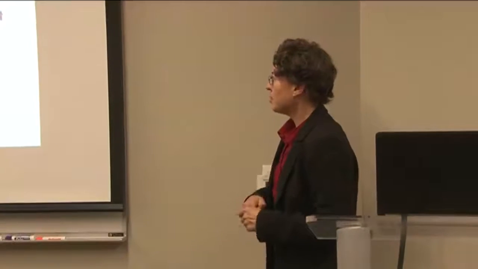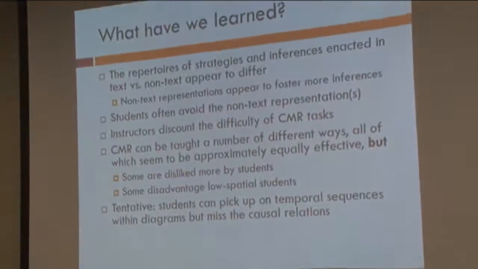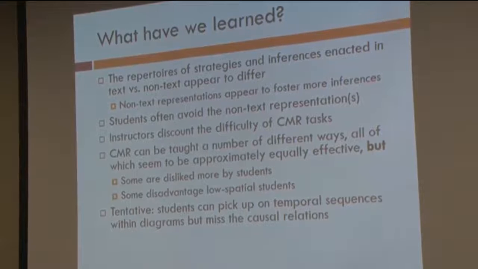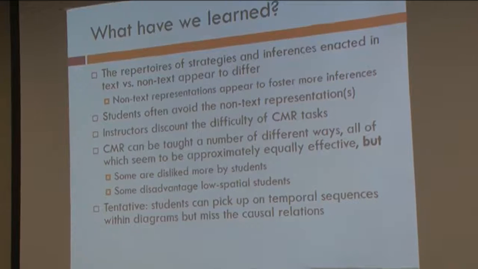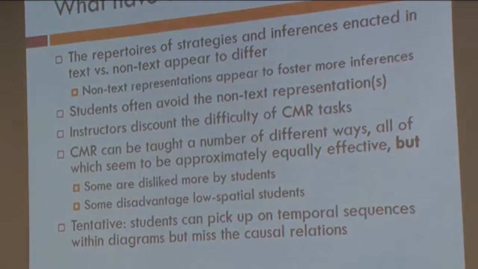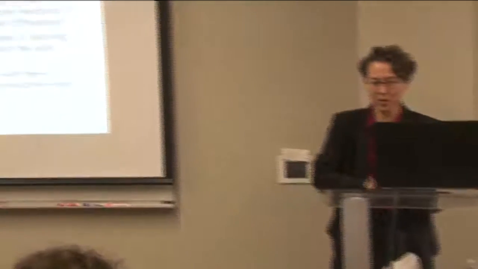But some of them are disliked by students, like self-explanation, and some of them disadvantage low spatial learners, which some of the drawing essentially seems to do. And then tentatively, this idea that in diagrams, maybe more than in other kinds of representations, students can pick up on this happens, and then this happens, and then this happens, but without including the causal verbs. So, lingering questions.